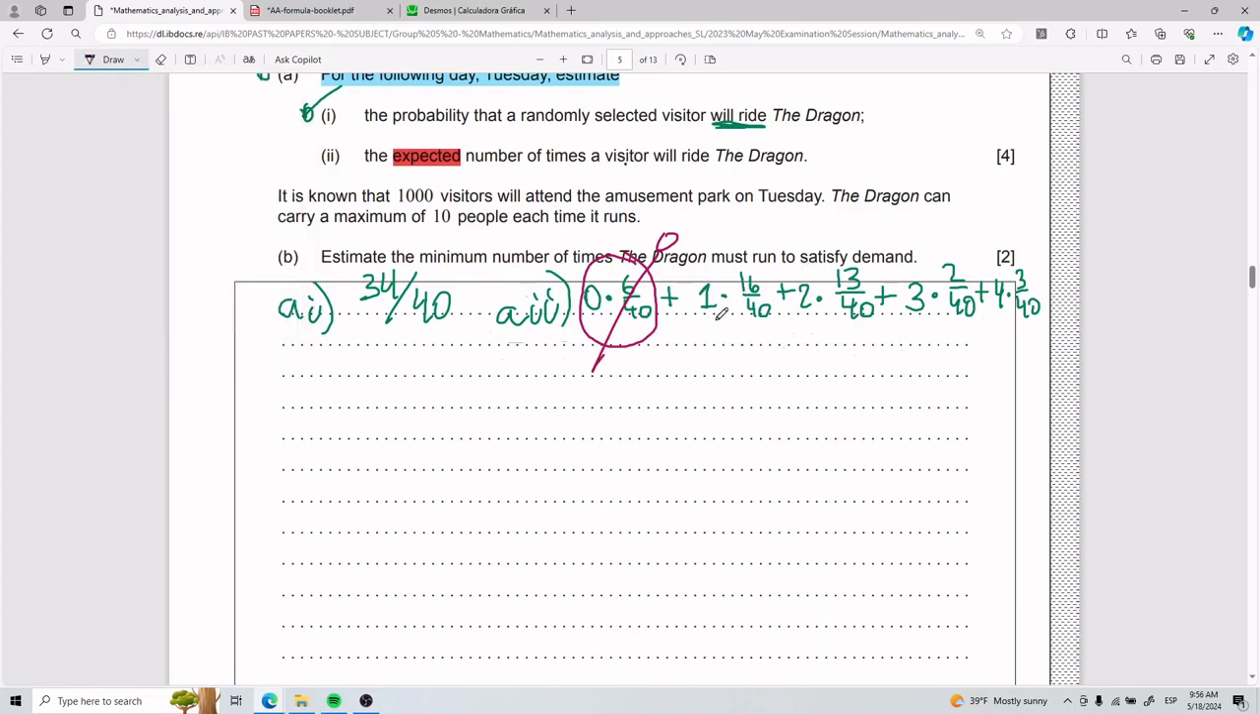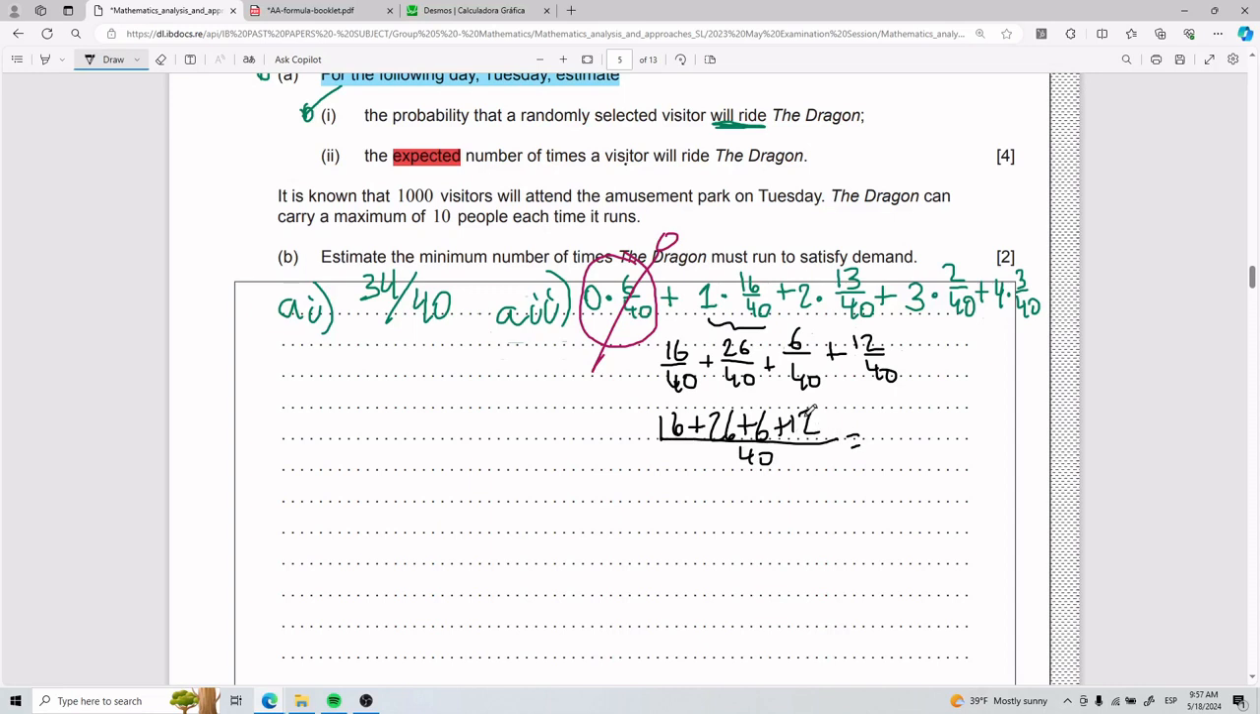This next value ends up being 1 times 16, which is just 16 over 40. Then the next one is 2 times 13, so it's going to be 26 over 40. Plus 3 times 2 is 6 over 40. Plus 4 times 3 is 12 over 40. So you go ahead and add all of these. It's pretty friendly because they're all with denominator 40, so you can add them as a fraction. So you end up with 16 plus 26 plus 6 plus 12, all under the same 40.